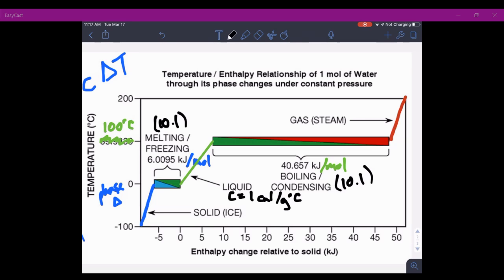Gaseous water has a specific heat capacity of 0.481 calories per gram Celsius, and solid is 0.5 calories per gram Celsius.